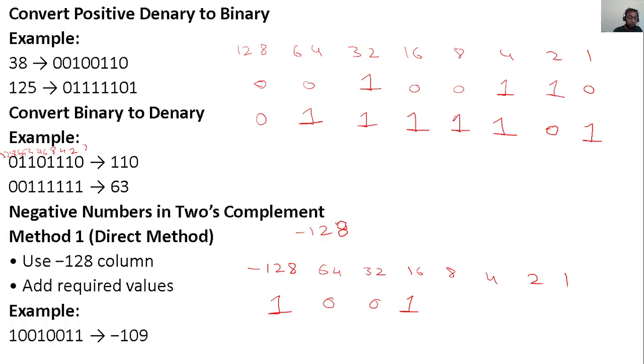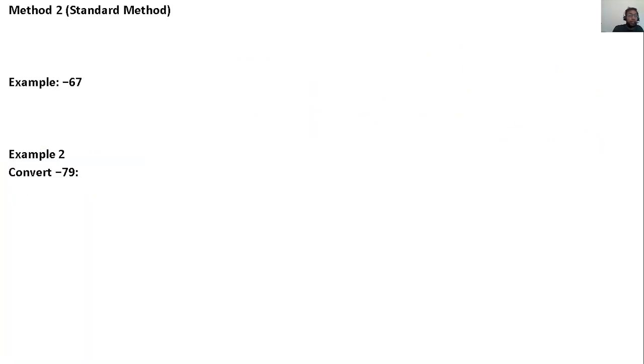Now minus 112 plus 8 becomes minus 104, that is larger than minus 109, so we put 0. Minus 112 plus 4 becomes minus 108, that is also larger than minus 109, so we put 0. Minus 112 plus 2 is minus 110, so we put 1, then plus 1 becomes minus 109. This is how we have converted it directly into a binary number. And there is another standard method.